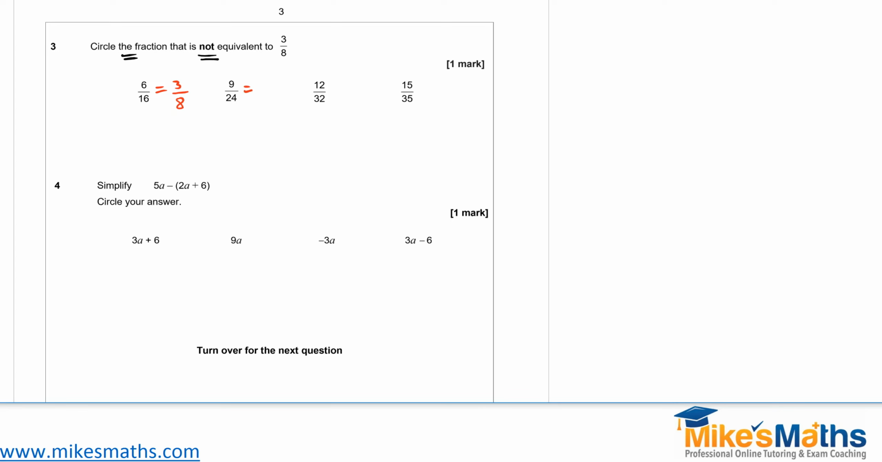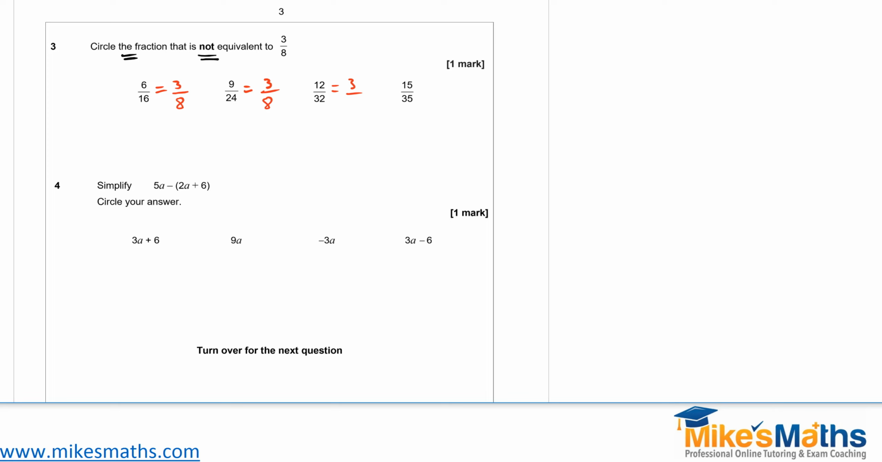Let's look at 9/24 now. What goes into 9 that goes into 24? Well, 3 goes into both. So divide the 9 by 3 and divide the 24 by 3. That also equals 3/8, so that can't be the right answer. Next one, 12/32. What goes into 12 that goes into 32? Well, this time hopefully we can see that 4 goes into both. 12 divided by 4 is 3.